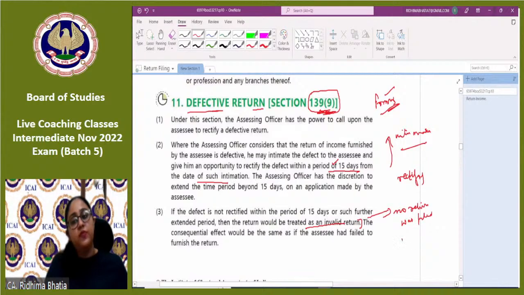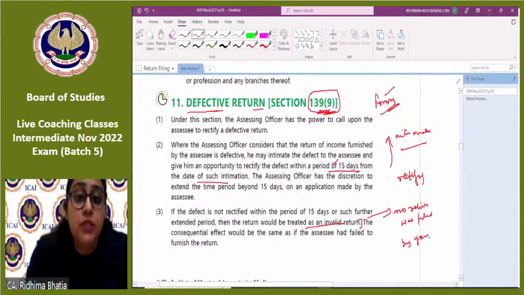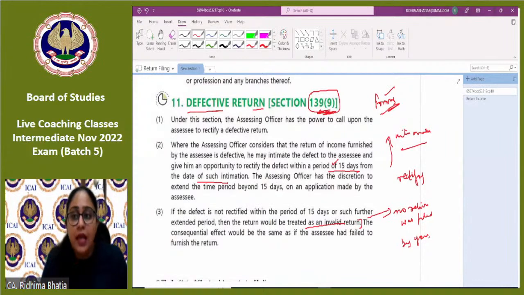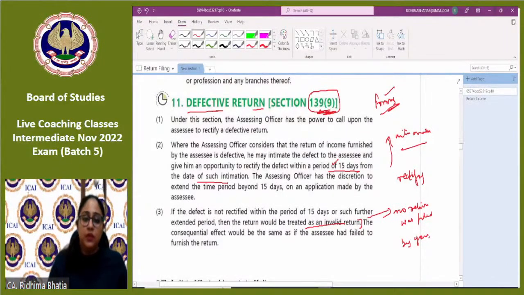No return was filed by you, and all the repercussions and consequences of non-filing the return would be applicable to you. So you have to rectify the error within 15 days of such intimation. And if you do not rectify it, your return would become invalid.